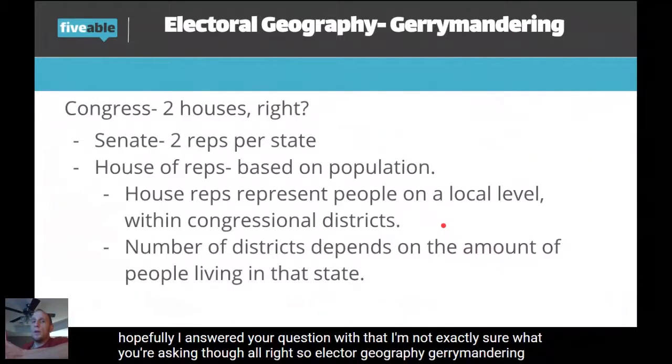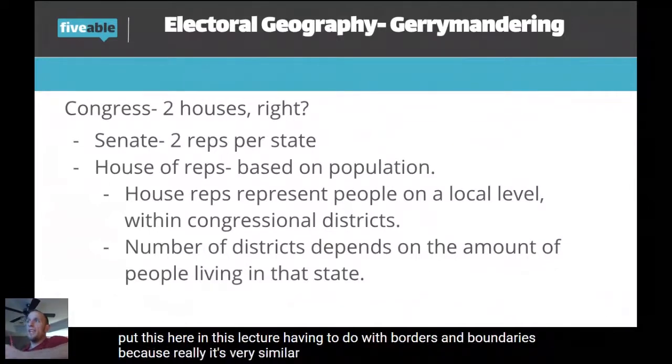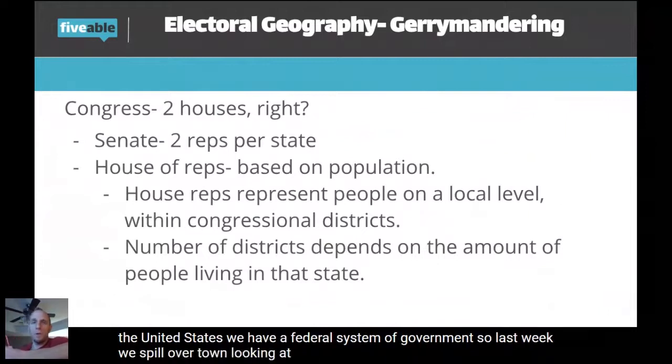Electoral geography, gerrymandering. I put this here in this lecture having to do with borders and boundaries because really it's very similar. It's kind of in the same category, really. In the United States, we have a federal system of government. So last week we spent a little bit of time looking at unitary and federal states.